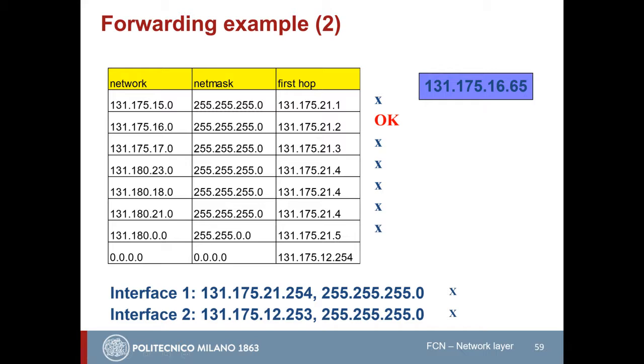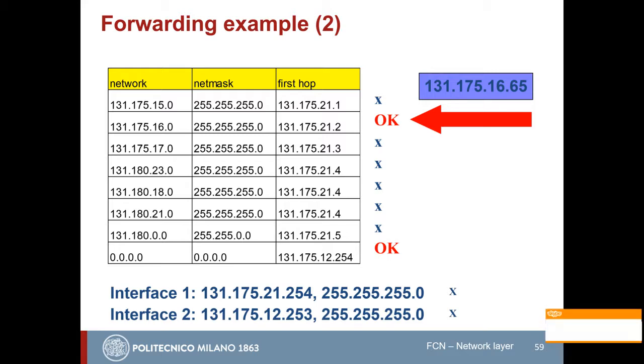The final one is always matching with any incoming packet, so we have matching also here, okay? However, we have to apply the longest prefix matching rule, so we must select the entry which is matching with the incoming packet's destination address for the highest number of bits. That is also the longest prefix. So the result will be this one, okay?